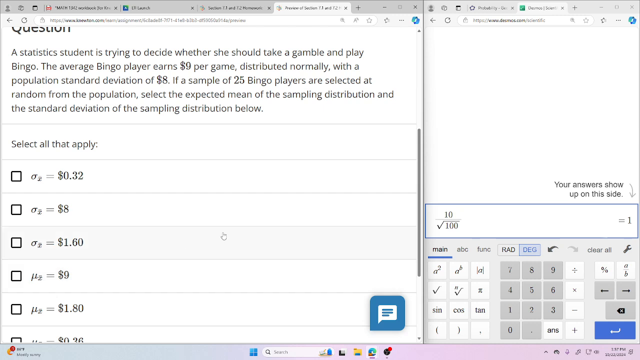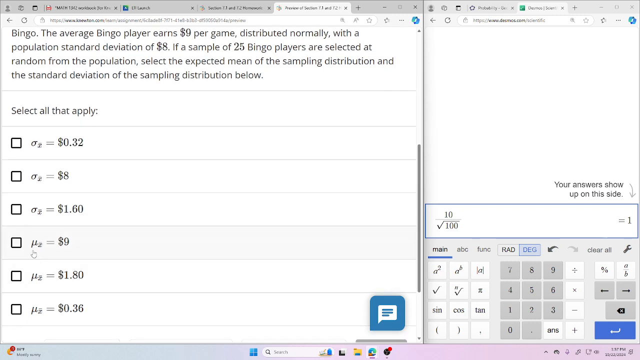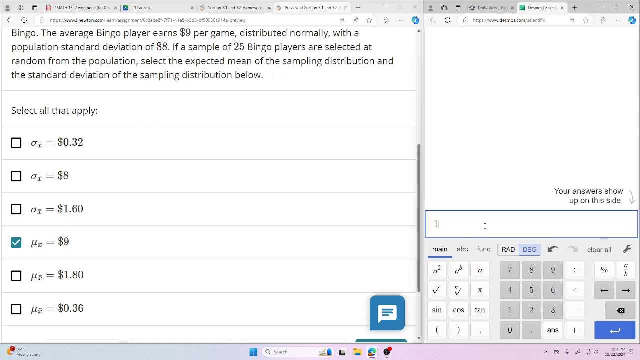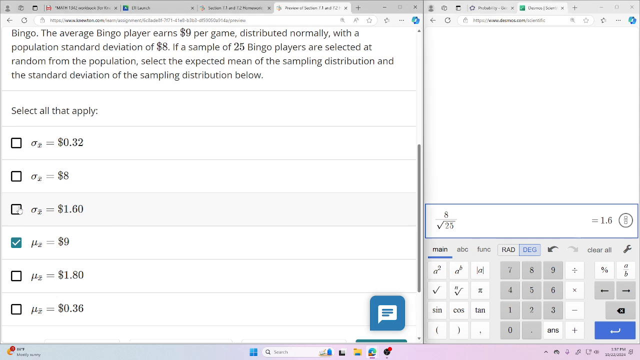Let's do this. It's an easy problem. So we have an average bingo player earns $9 a game. What's the mean? What's the average? 9. That was easy. Does not change. But this one will. It says standard deviation of 8 divided by that 25, right? So here we go. I've got the 8 divided by the square root of 25. That's just our new standard deviation. And there we go. Very simple.